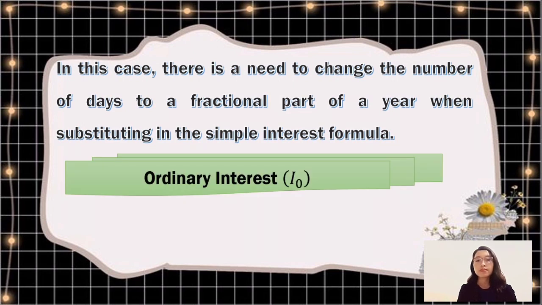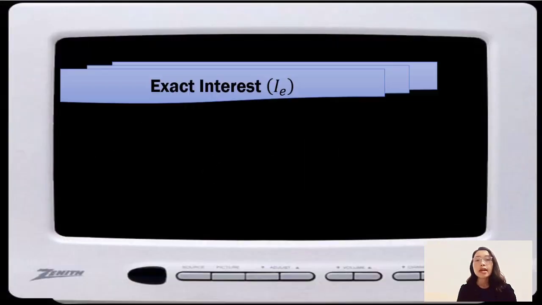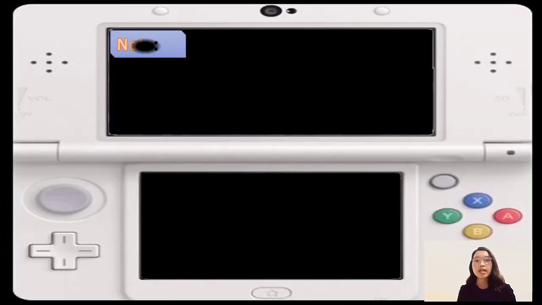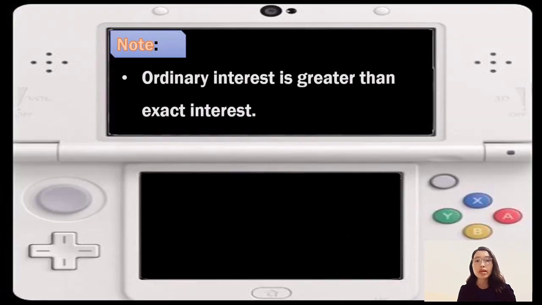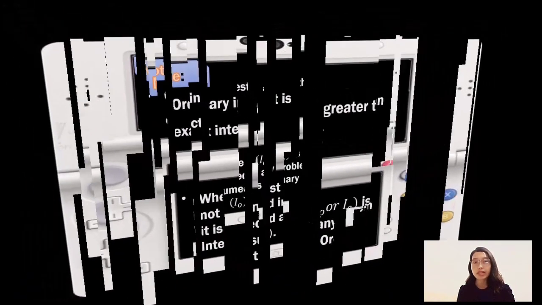Ordinary interest, which has the symbol I sub O, is the interest which is computed with a denominator of 360. Exact interest is the interest that is computed with a denominator of 365. We have to take note of the following. Ordinary interest is greater than exact interest. When the interest, which is either ordinary or exact, is not specified in any problem, it is assumed to be ordinary interest automatically.